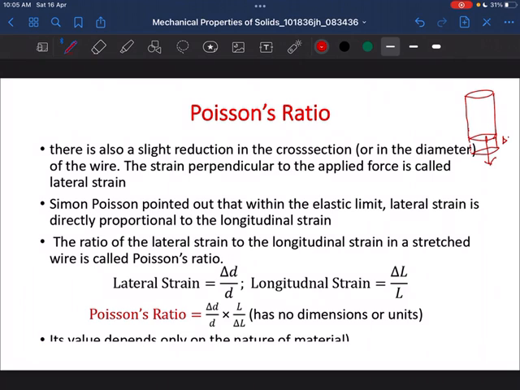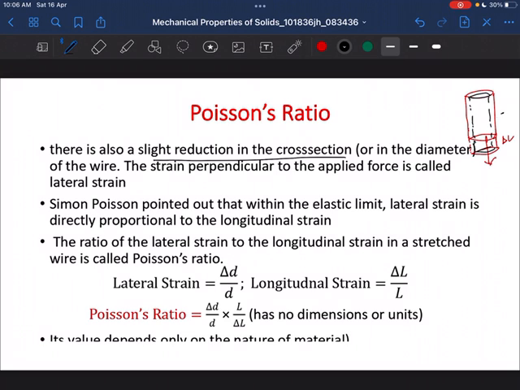But due to this increase in length, the area, the cross sectional area will not be same. What happens here, the cross sectional area decreases. यहाँ पर क्या होता है कि जो cross sectional area है वो छोटा हो जाएगा. So here there is also a slight reduction in the cross section of the wire. The strain perpendicular to the applied force is called the lateral strain. इसको lateral strain कहा जाता है कि यहाँ पर क्या हो रहा है, decrease हो रहा है.